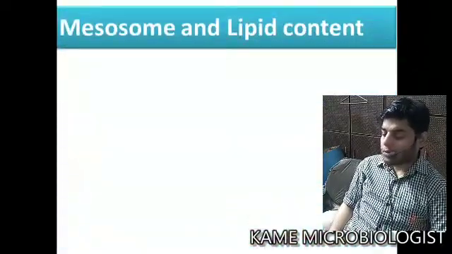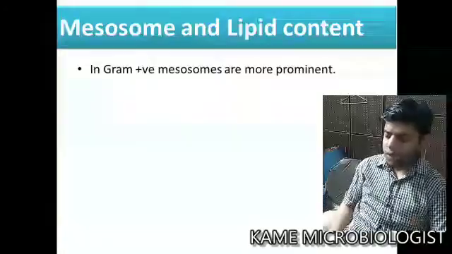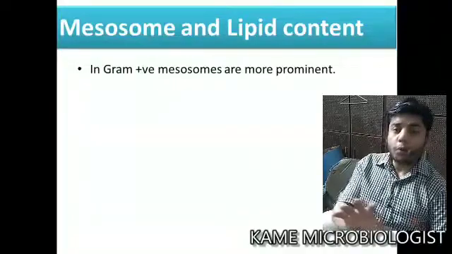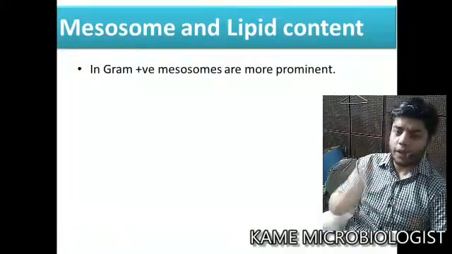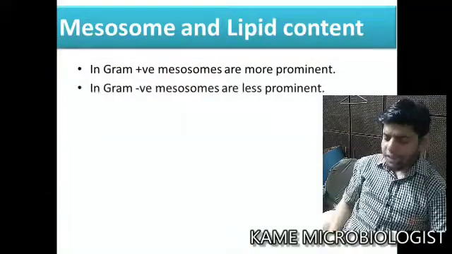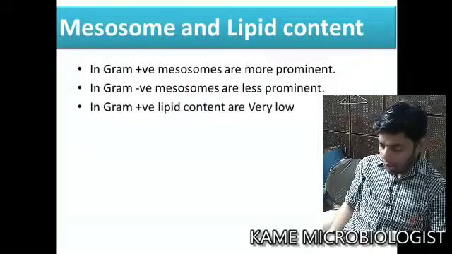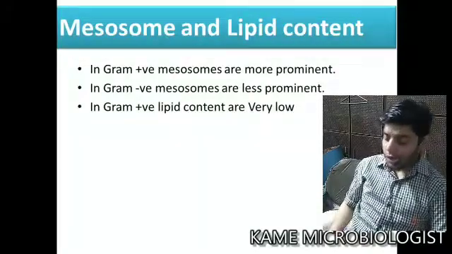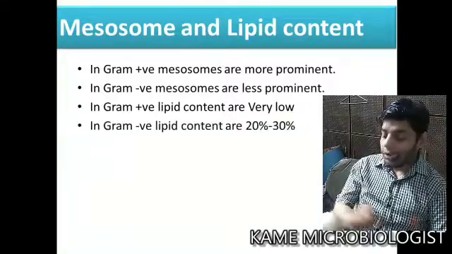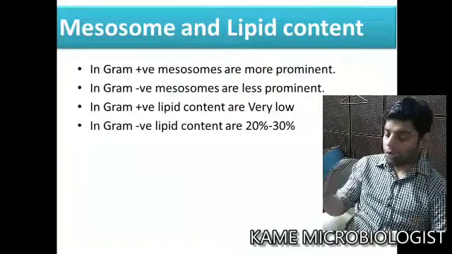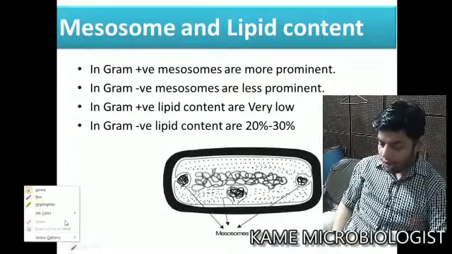Then we have mesosomes and lipid content. Remember guys, in the case of gram-positive bacteria, mesosomes are more prominent, meaning they are more efficient, effective and active. In the case of gram-negative bacteria, mesosomes are less prominent. Then we have the lipid content. In gram-positive bacteria, lipid content is very low, and in gram-negative bacteria, lipid content is 20 to 30%. So this is the diagram which shows us the mesosomes.